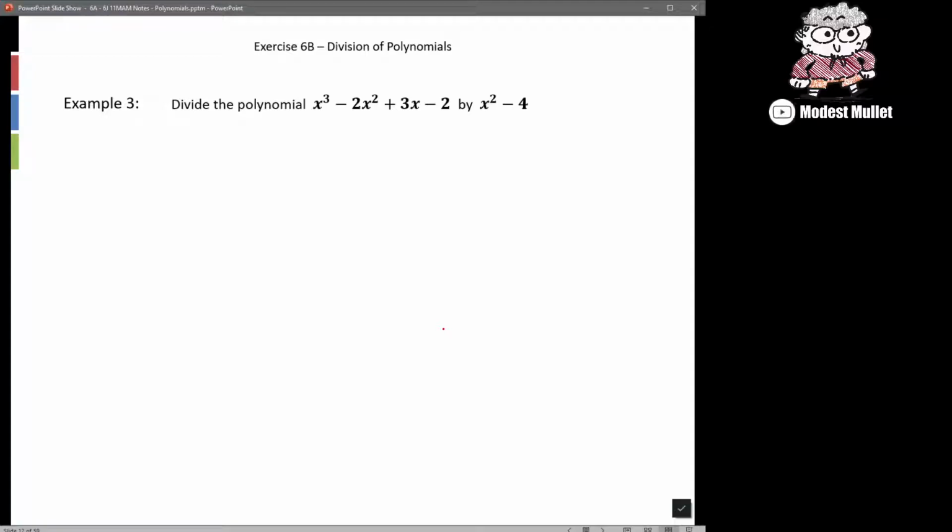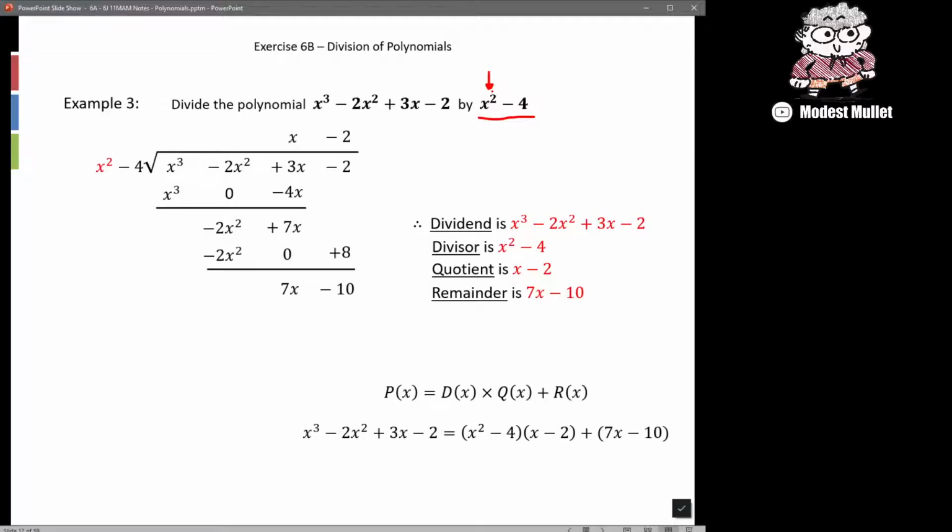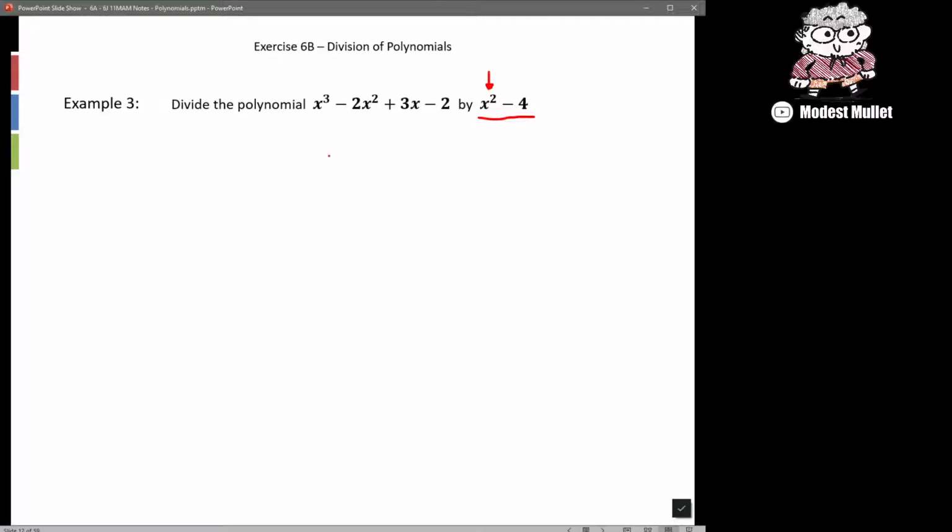Rightio. Last example, so divide the polynomial x cubed minus 2x squared plus 3x minus 2 by, and this is a little bit different, this one. It's x squared minus 4. So we've got an x squared, so we've got to be careful with our process. Oh, that one doesn't work by steps, so I might actually just write this out.